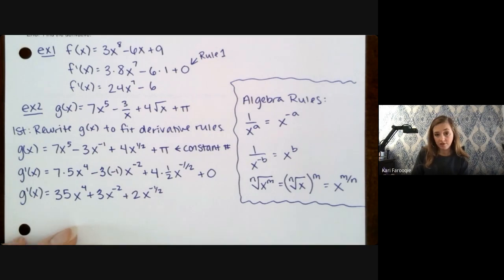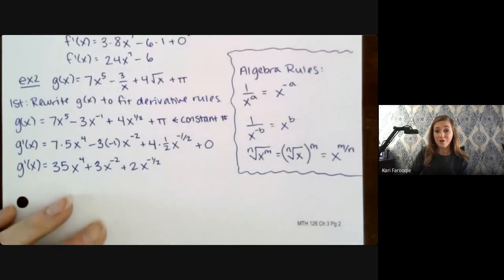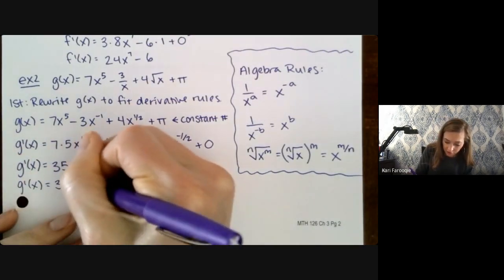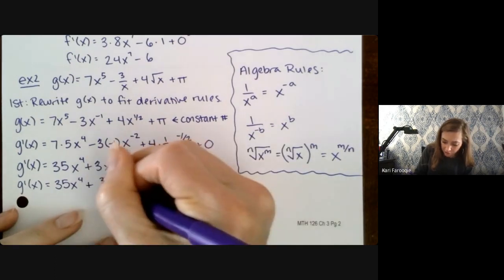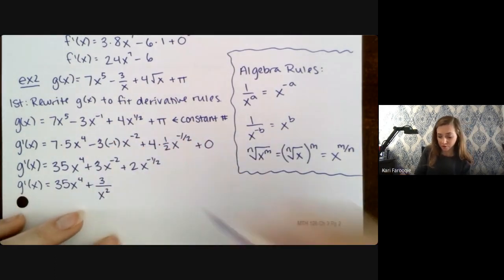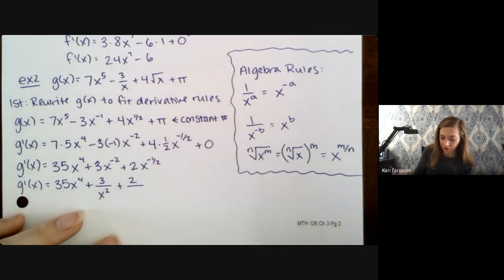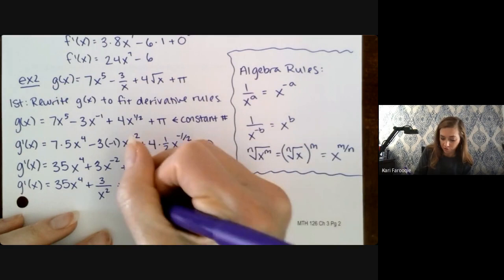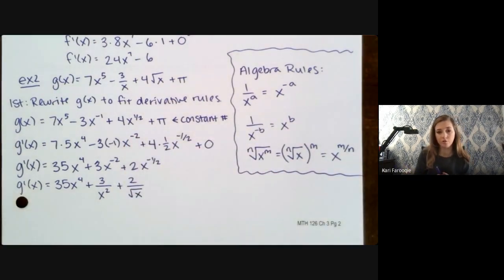Another way that you could write this, if we were going to say no negative exponents, would be g prime of x equals 35 x to the fourth plus 3 divided by x squared plus 2 divided by, and then this is x to the negative half. So when I take x to the negative half and make it x to the positive half in the denominator, I can also just call it the square root of x in the denominator. So get comfortable working your way back and forth between these forms, because if we have something like this and we have to take its derivative, we'll have to rewrite it and so on and so forth.